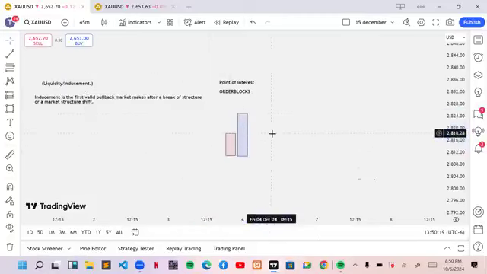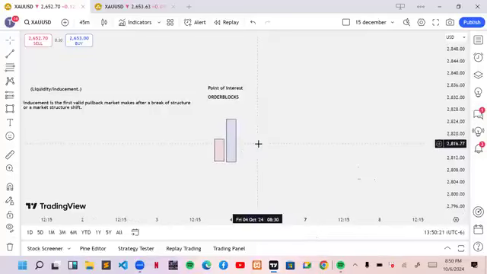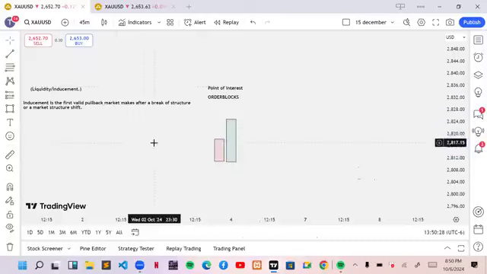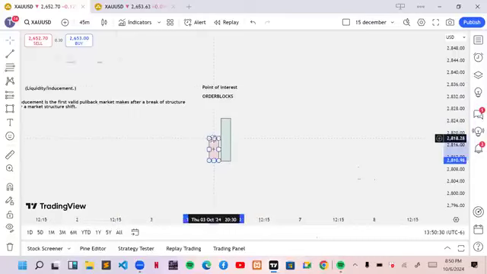So this is the bullish order block. If your chart is red and blue, you see something like this. If your chart is red and green, you see something like this. So it doesn't really matter. So this is a bullish order block.